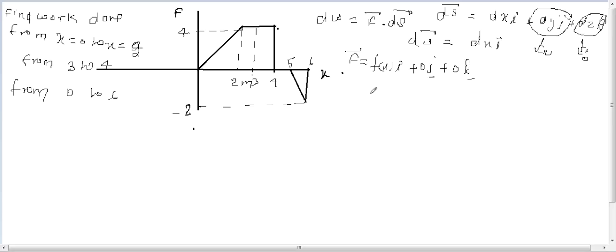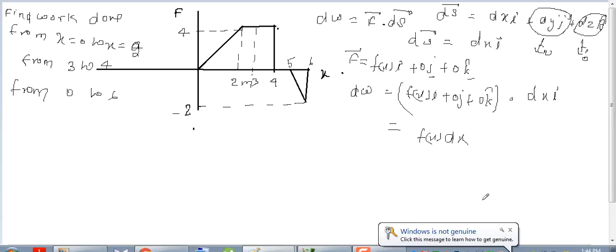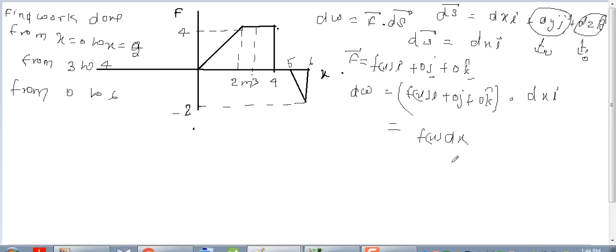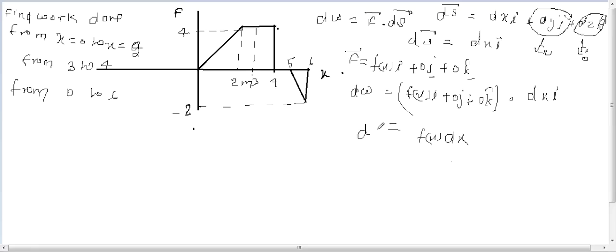So what is dW? dW is basically the dot product of these two vectors. So Fx i plus 0 j plus 0 k dot dx i. So what can I write? Fx dx, because all the other quantities become 0, and this will be dW. So W is basically the integration of dW, and it becomes the integral of Fx dx.